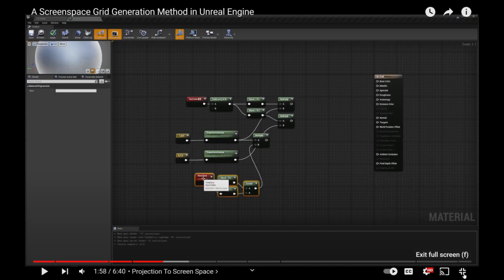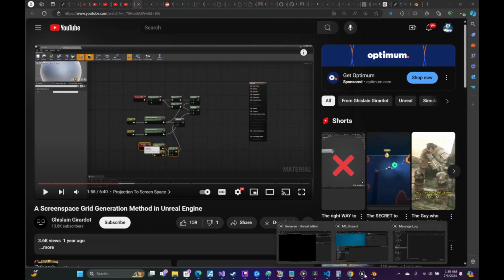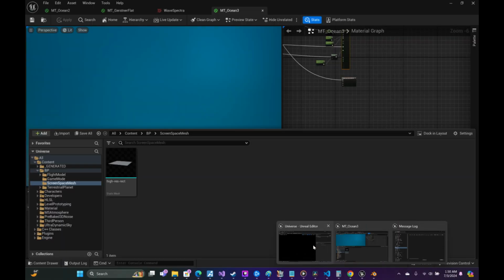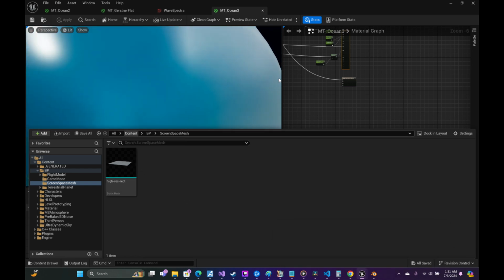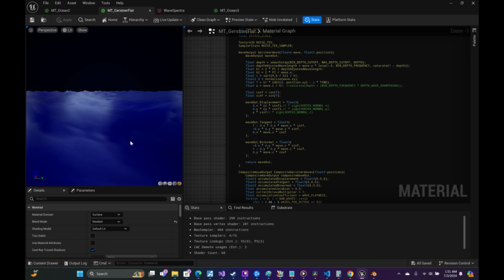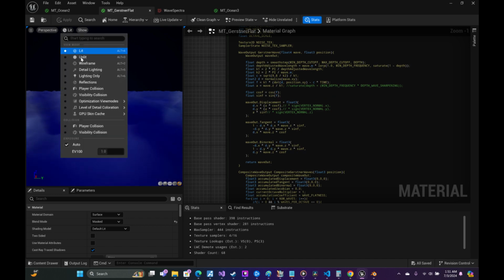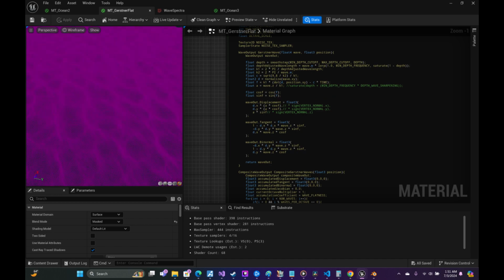Okay, let's start doing this. So I created our high resolution mesh right here. I'm not sure if this is dense enough, but we can always make another one.